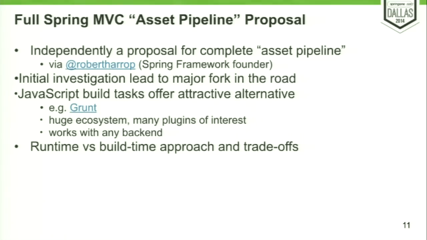After the first rounds of initial discussions, we quickly came to a major realization that there's a fork in the road. That fork is represented by building a full asset pipeline at runtime, which means that in addition to fingerprinting URLs, also doing things like minification, concatenation, and transpilation of SASS and LESS files, all at runtime on demand as the requests are being made. We realize what needs to be done, do the transformation, and then serve the files. That's the idea of the full asset pipeline. This is what Ruby on Rails does, and it's actually now in Grails.